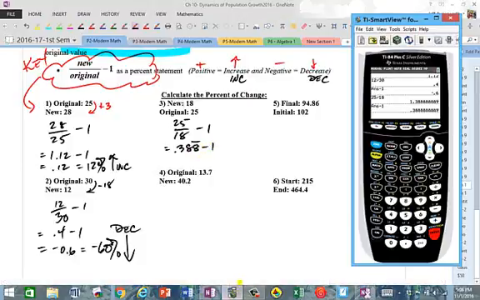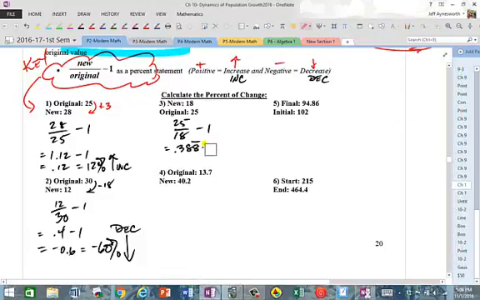Actually, no, wait, that's after I subtracted. Yes, that's after I subtract it. So we just have to convert that to a percent. You move the decimal over two places to the right, and it's 38.8 bar percent. If you round up, it's 38.9%. And it's positive, so it represents an increase. We're getting bigger from 18 to 25. Oh, you know what? I got that backwards.